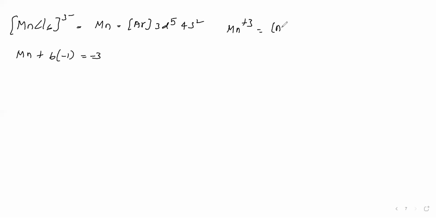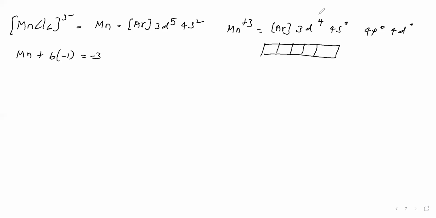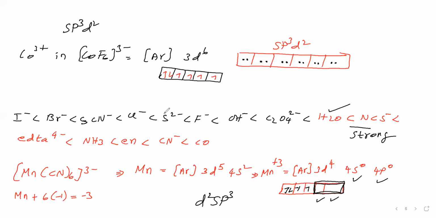Therefore, electronic configuration is argon 3d4 4s0 4p0 4d0. 3d contains how many orbitals? 5 orbitals. So 5 orbitals we have taken. So now we will see the ligand is Cl minus. Cl minus comes before water in the series, before water means weak field ligand.